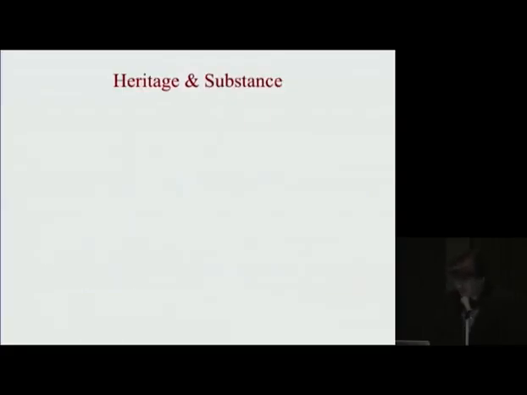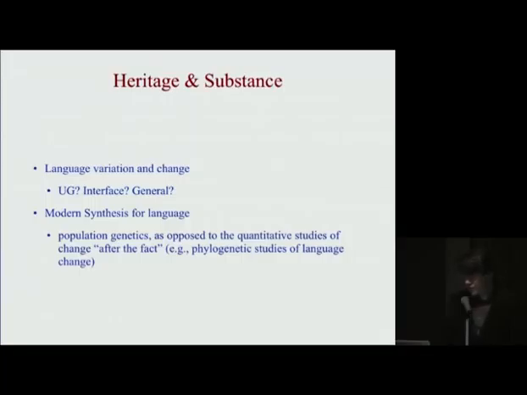Okay, so what I want to show today is the following. I want to develop a set of models for language change that addresses the issue of language variation and change, of course. And the point here is, are there any general principles of language change? And if so, are these properties of UG or interfaces or something even more general? So that's one goal. The other goal is to develop something like the modern synthesis of language change.